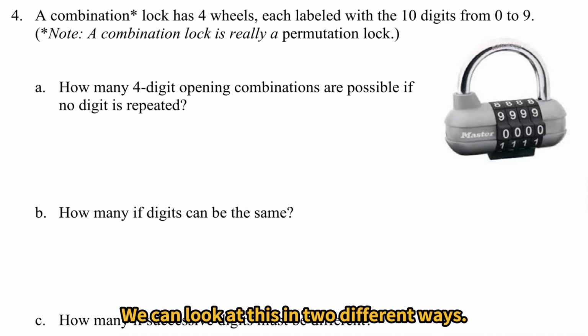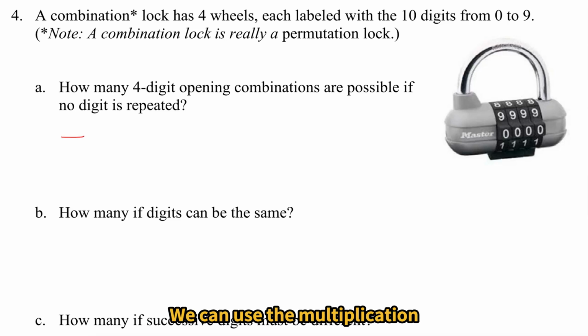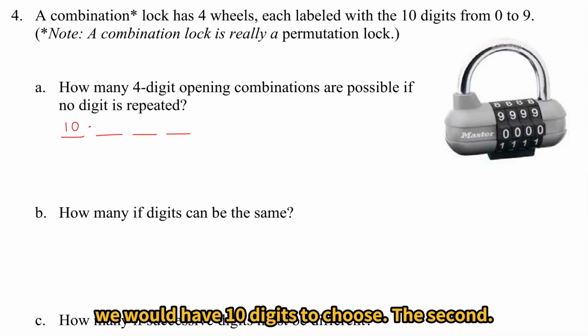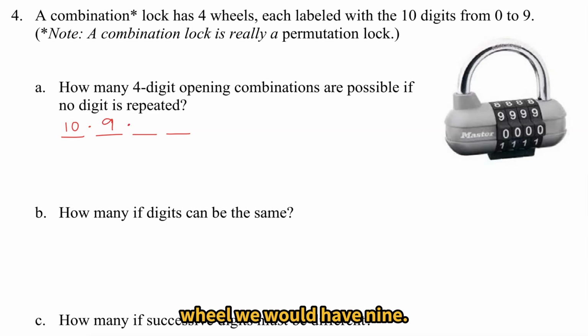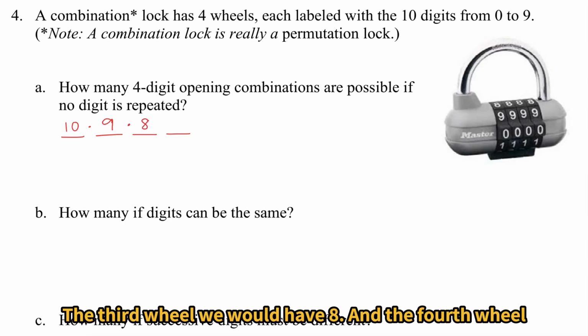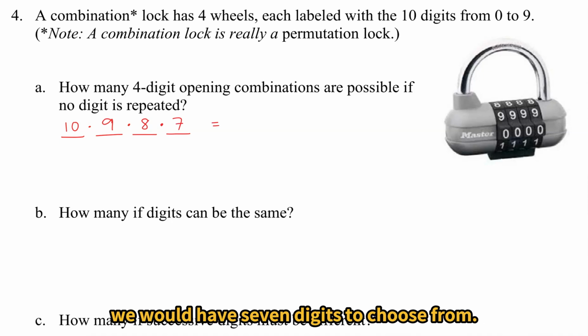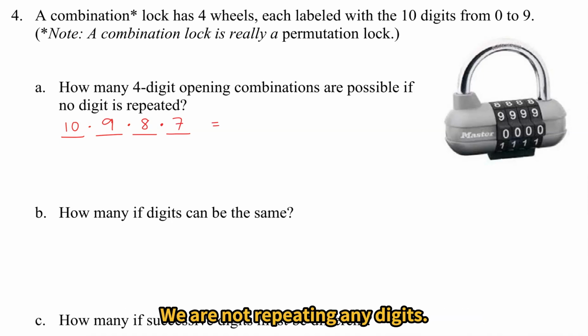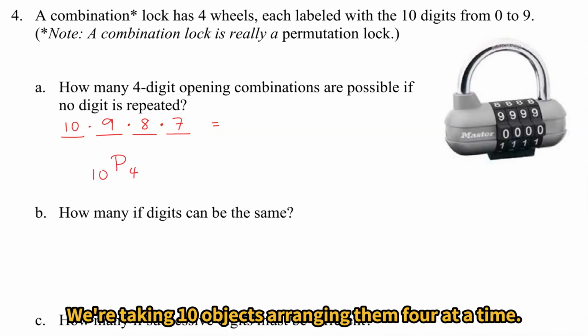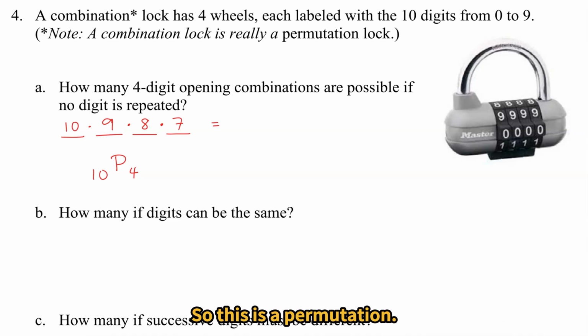We can look at this in 2 different ways. We can use the multiplication axiom and say the first wheel we would have 10 digits to choose, the second wheel we would have 9, the third wheel we would have 8, and the fourth wheel we would have 7 digits to choose from. We are not repeating any digits. This is also a permutation. When we arrange things, we're taking 10 objects, arranging them 4 at a time. So this is a permutation.